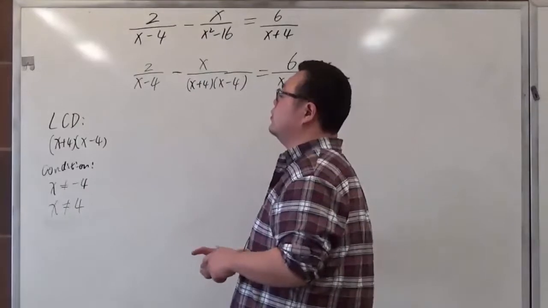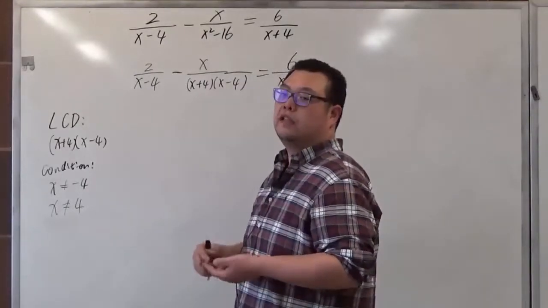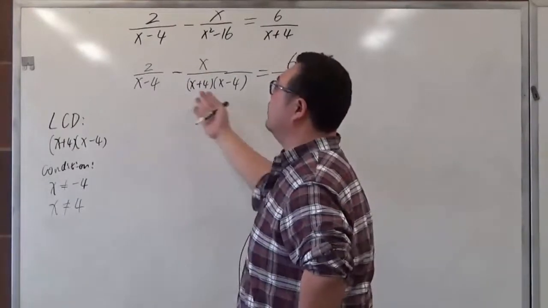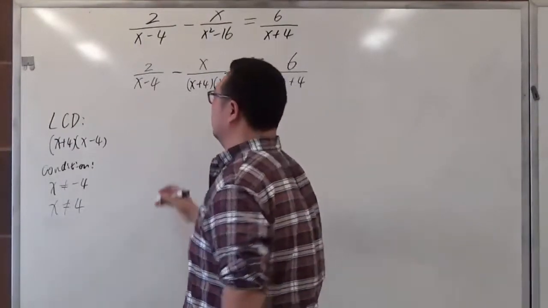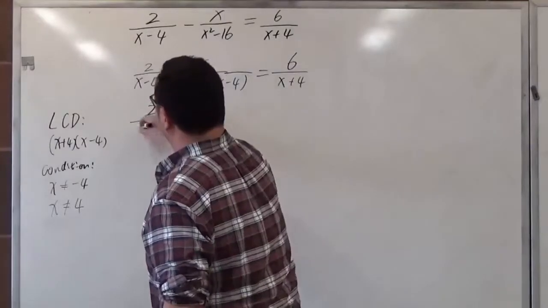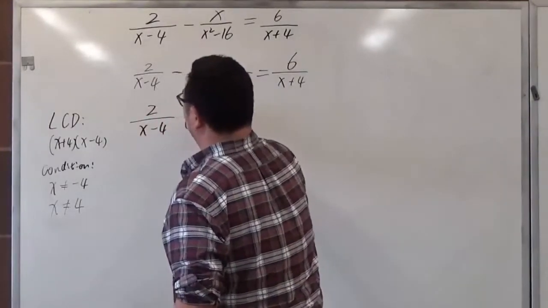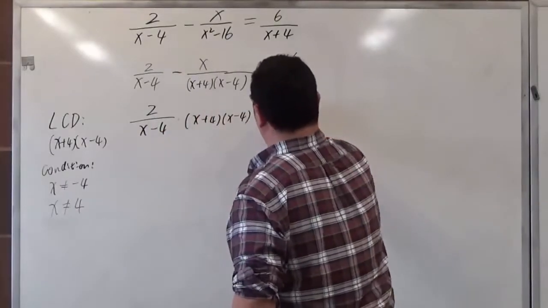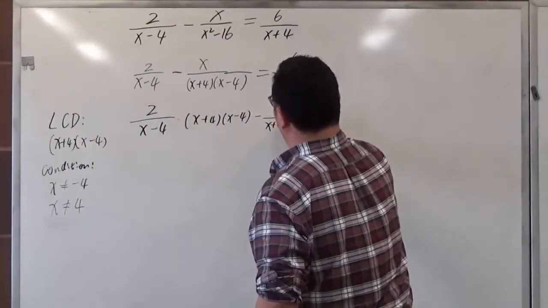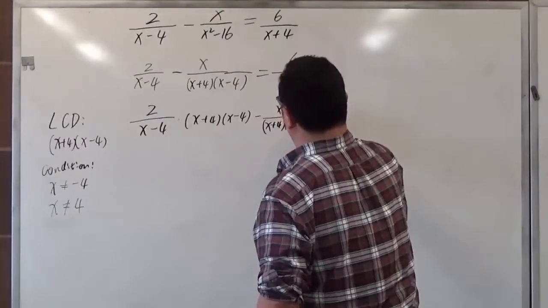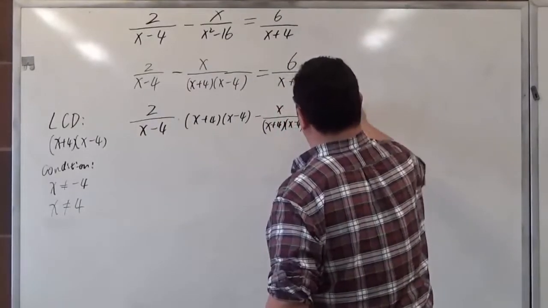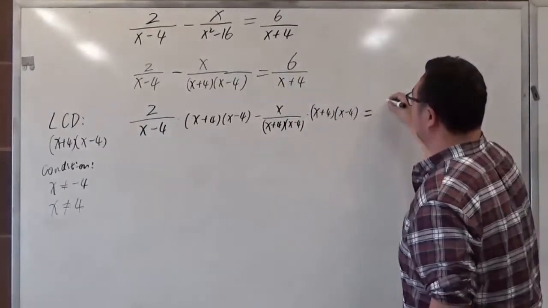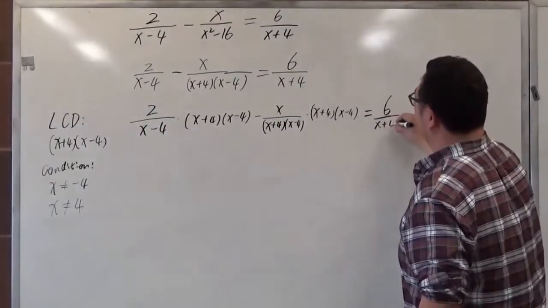The next step is to multiply the least common denominator to the whole equation, to all three different terms of the equation. I will just multiply the denominator to each of the terms we have.